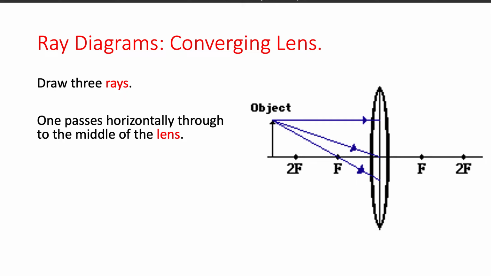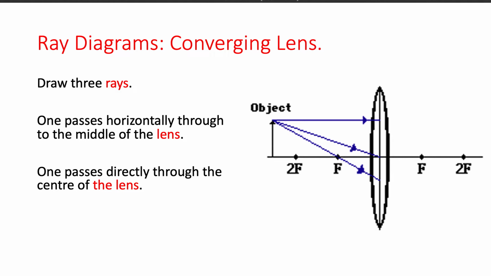Now some people will differ in their opinion on this. Some will be happy with 2. I like my students to draw 3 just to confirm what's going on in the lens. One of them passes horizontally from the top of the object through to the middle of the lens. And you can see we've just got a nice horizontal line extending from the top of the object to the midline of the lens. Notice it's not necessarily going to the top of the lens, because that depends on the size of the lens. It's just simply traveling nice and horizontally.